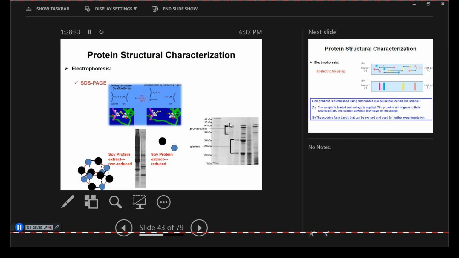If with whey protein you're looking at the impact of thermal treatment on the polymerization of whey protein, you run it without a reducing agent, and then you run it with a reducing agent. Then you can see if you had caused disulfide interchange or linkages due to thermal treatment. Yeah? Okay.